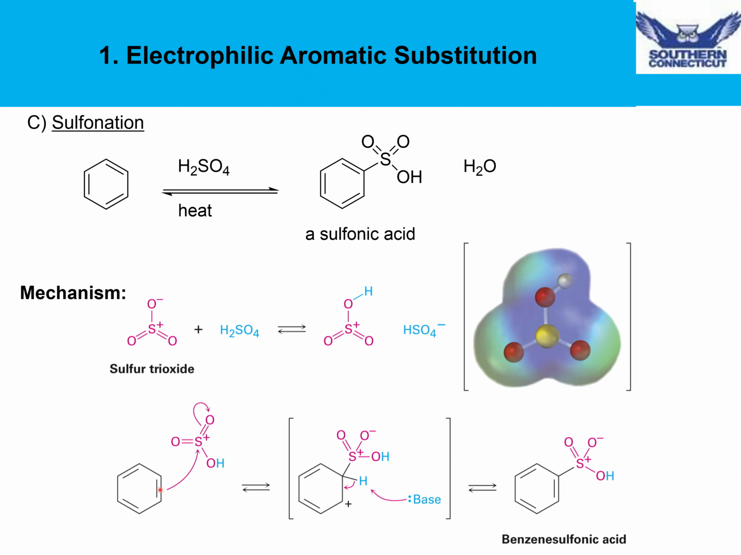Then one of the double bonds in the aromatic ring will attack the sulfur, which is a good electrophile because it has that positive charge. It will break this double bond to attach the sulfonic acid group. And then a base, which can be water or the conjugate base of sulfuric acid, for example, will remove this hydrogen and reform the aromatic ring, as you see here in the product.